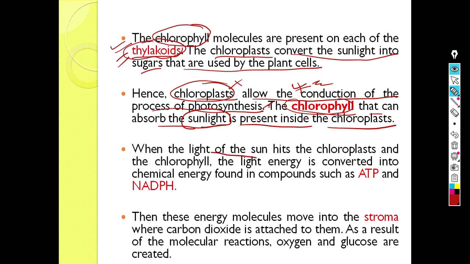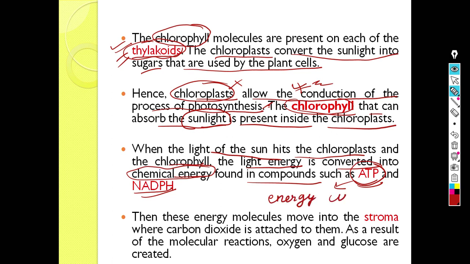Now, when the light of the sun hits the chloroplast and the chlorophyll, the light energy is converted into chemical energy. Okay, which energy is it converting into? Chemical energy. And this energy is found in compounds like ATP and NADPH. What we call ATP, I have told you in class 6 also, ATP is your energy currency. That means as many ATP as you have, you can spend them to get the energy. Understood? You will study ATP in detail.